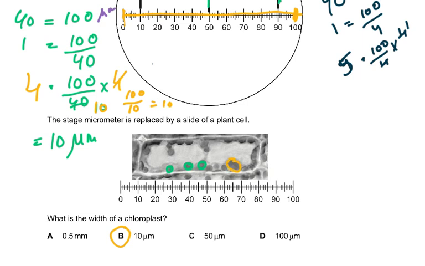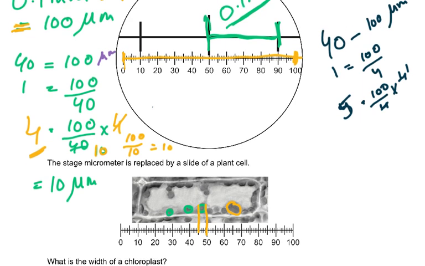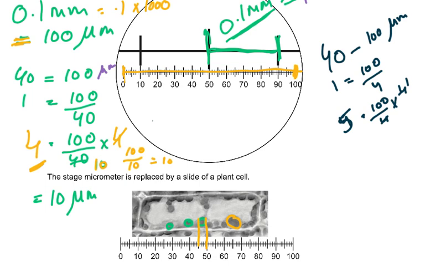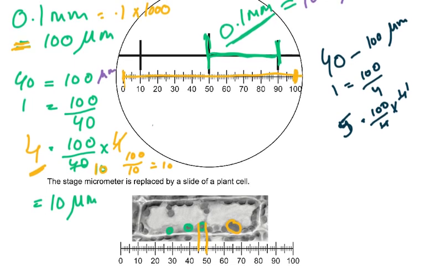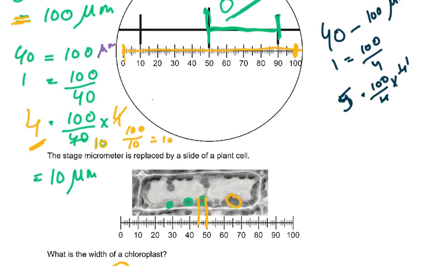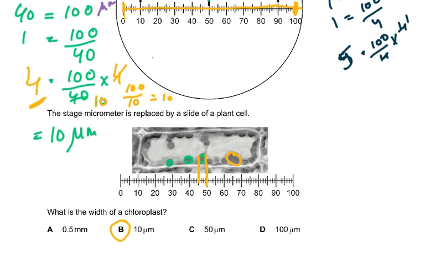So these are the chloroplasts, and roughly, if you look at it, I'm drawing a line, but this is not very clear. So it's about 4 divisions. So this is why I've used these 4 divisions. So 40 is equal to 100 micrometer. 0.1 is equal to 100 micrometer. 1 is 100 over 40. 4 is whatever. And the answer is 10 micrometer.